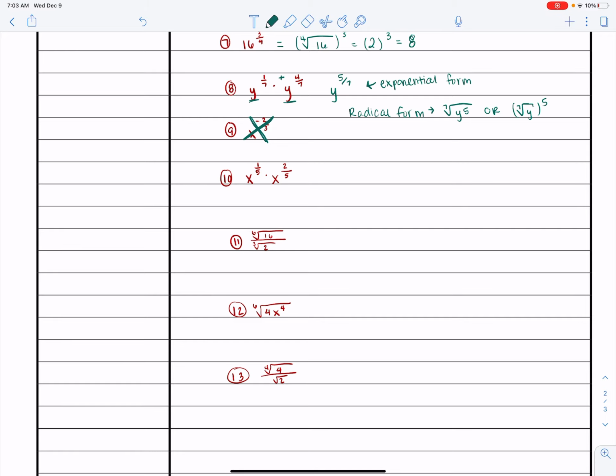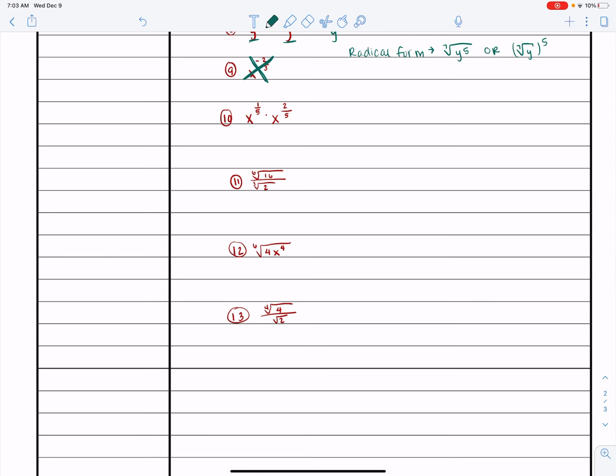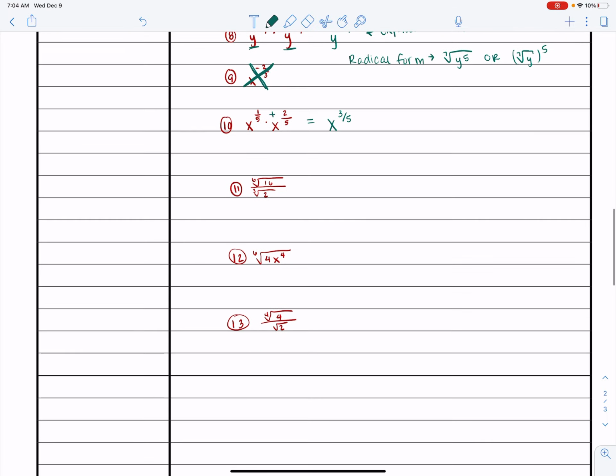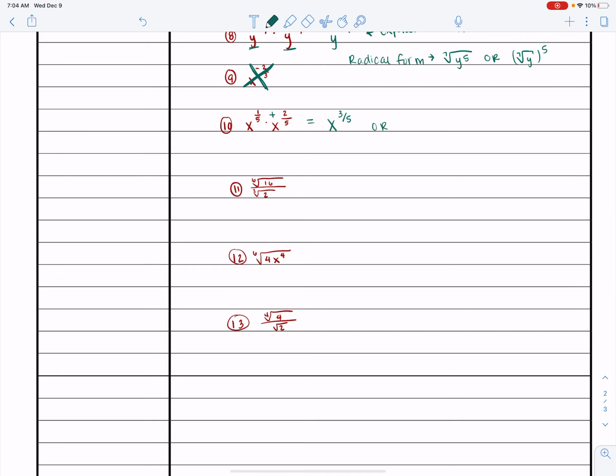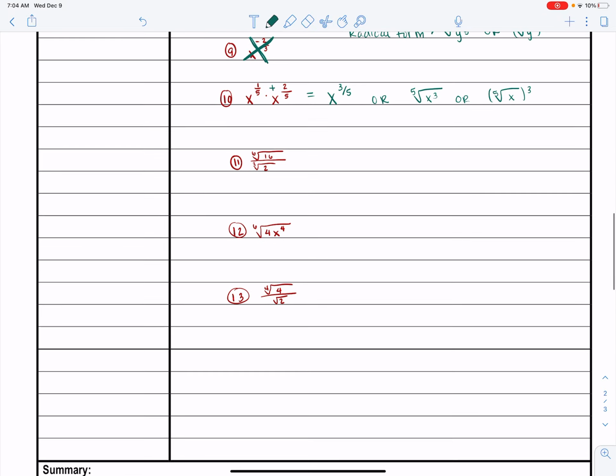All right, but x to the 1/5 times x to the 2/5. Remember, that really means we're adding the exponents. So I have x to the 3/5. I could leave it like that if I want it written in exponential form, or I can write it as the 5th root of x cubed, or the 5th root of x, cubed. All three of those are acceptable.